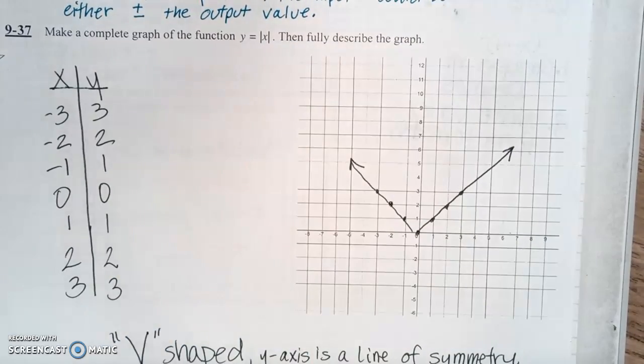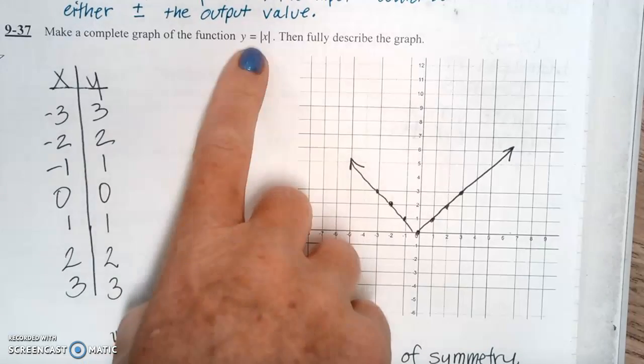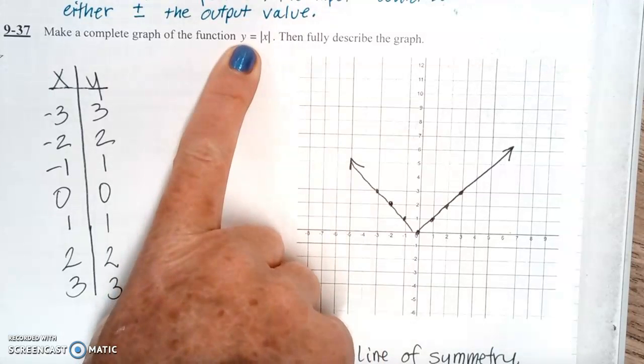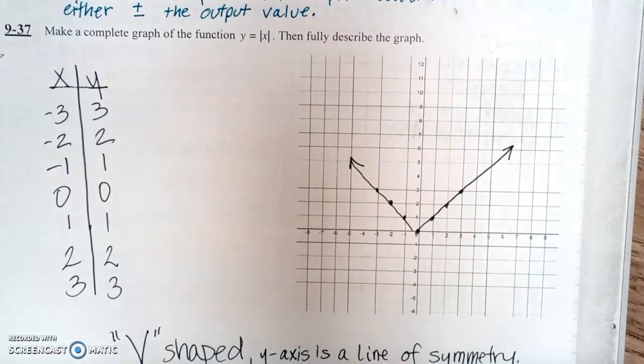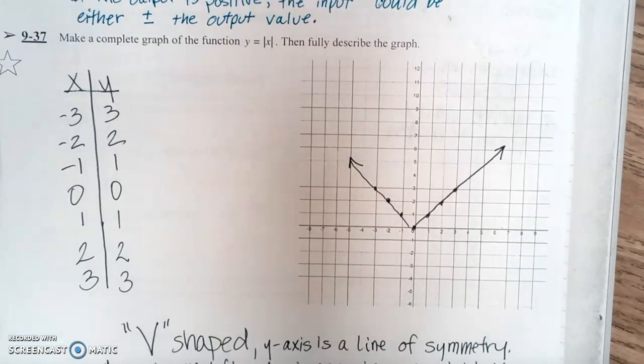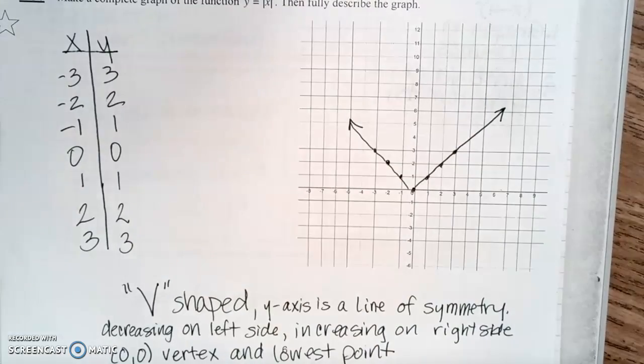For question number 37, they want us to make a complete graph of the function of y equals the absolute value of x, then fully describe that graph. Okay? So this is what we call the parent function of the absolute value. Right? So I just made a t-chart and took the absolute value of some numbers that are pretty common when you're graphing, starting around 0.